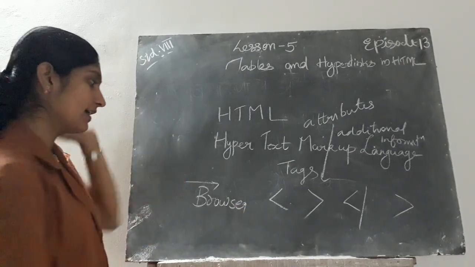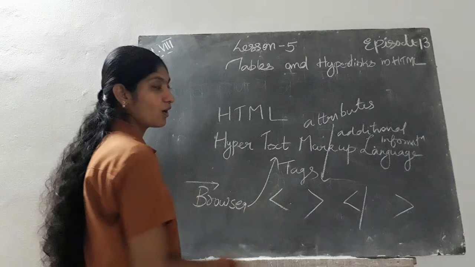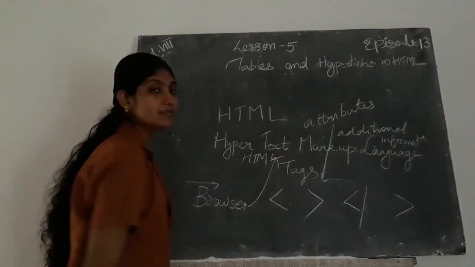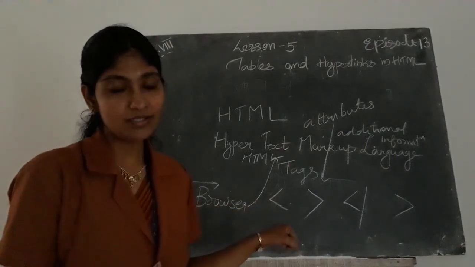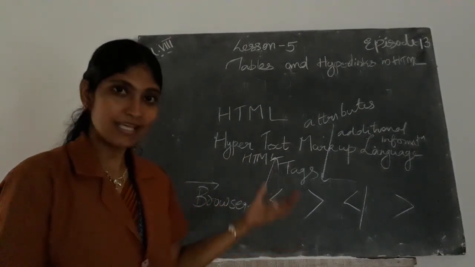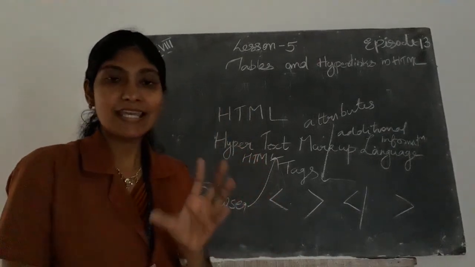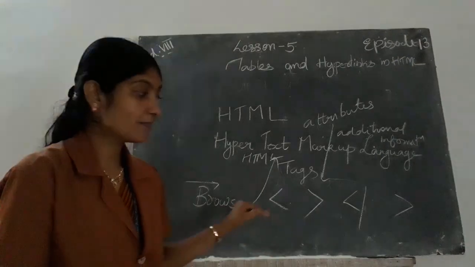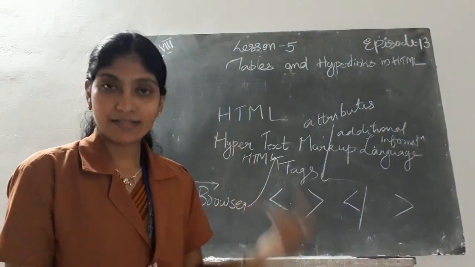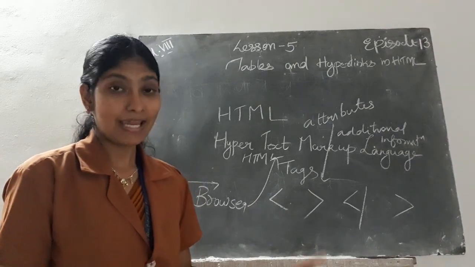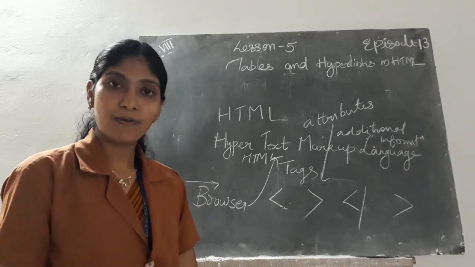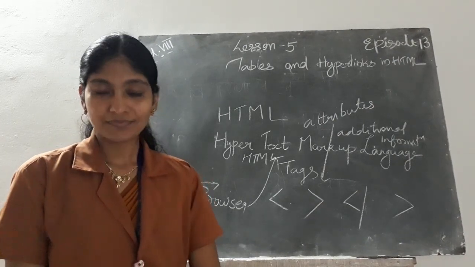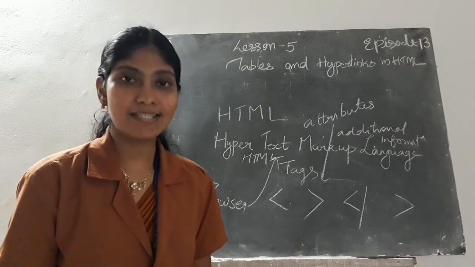So when we use a browser, how does it read the HTML document? The browser reads the code. Which code? HTML code. It reads the HTML code and then displays the web pages according to the instructions you have written in the code. That means the browser reads the HTML document and displays it as web pages. Right? Okay.